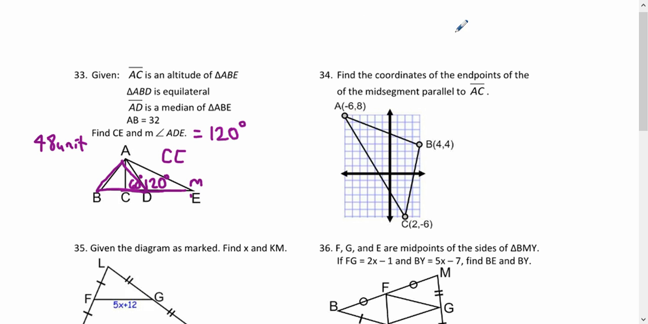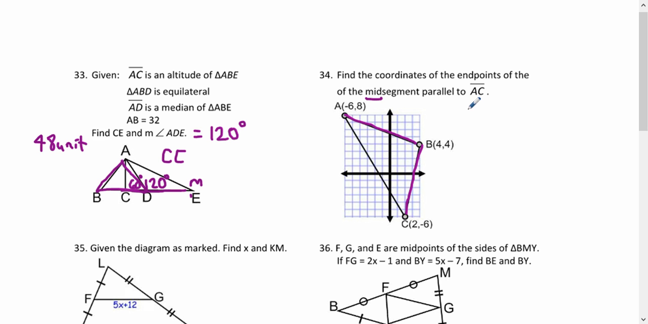34, you have to find the coordinates of the endpoints of the midsegment parallel to AC. A midsegment is called that because it's the segment that connects midpoint to midpoint. So for it to be parallel to AC, I need to figure out what the midpoint is of AB and then figure out the midpoint of BC.